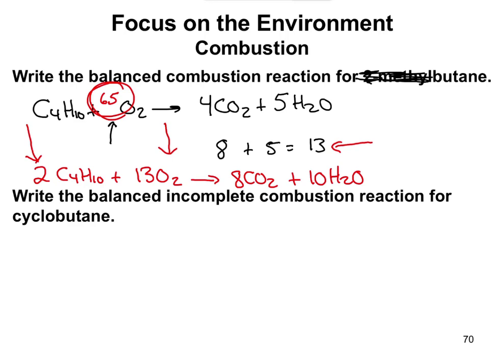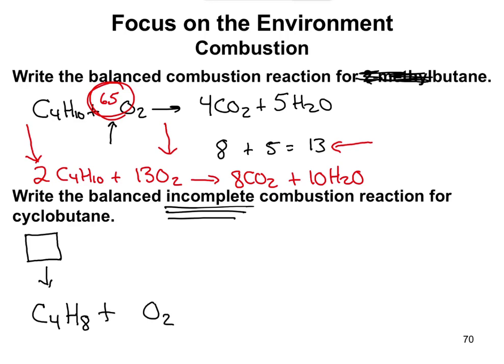All right, so now let's finish up by doing this one on the bottom here where it says write the balanced incomplete combustion. That means we're going to form carbon monoxide instead of carbon dioxide for cyclobutane. Cyclobutane is going to be a ring. 4 members is going to be a square, and that is going to be C4H8, right? 4 carbons, 8 hydrogens, plus O2 reacts to form not CO2, but just CO plus H2O.